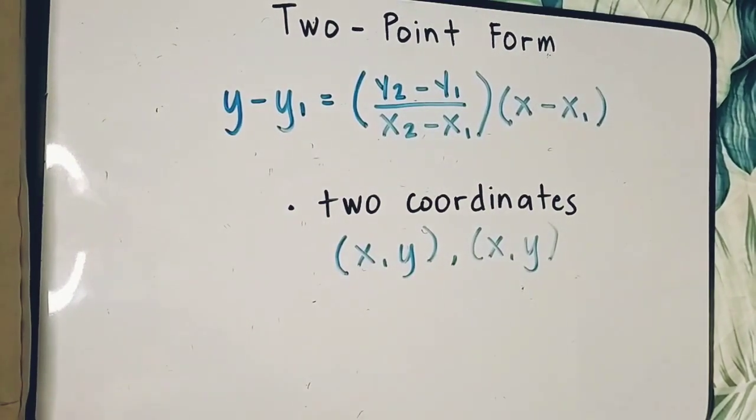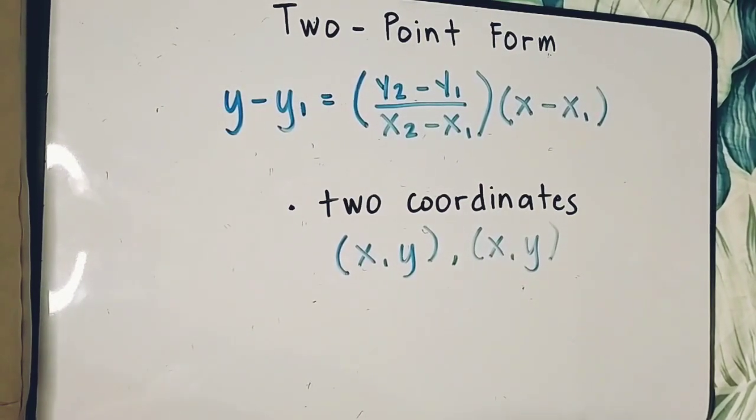Our topic for today is all about the two-point form. So again, this is another way in finding the equation of the line in standard form. So the formula is y minus y sub 1 equals the quantity of y sub 2 minus y sub 1 all over x sub 2 minus x sub 1 times the quantity of x minus x sub 1. So we are using two-point form if the given is two coordinates or 2 points.